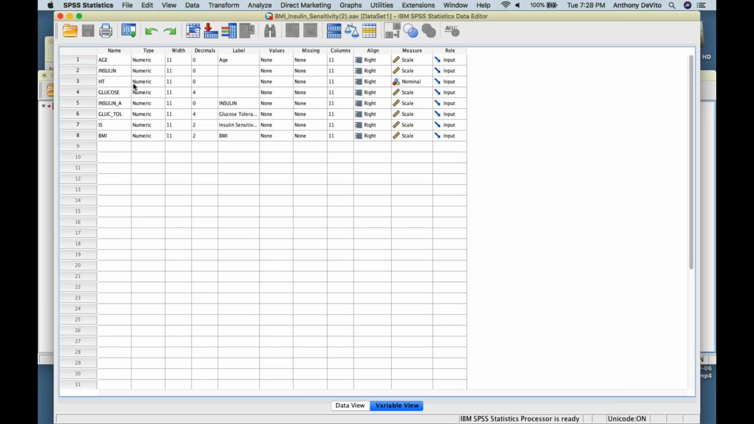So what do we have here? We have BMI is one of the variables here. And we have here something called insulin sensitivity. IS is insulin sensitivity, right?